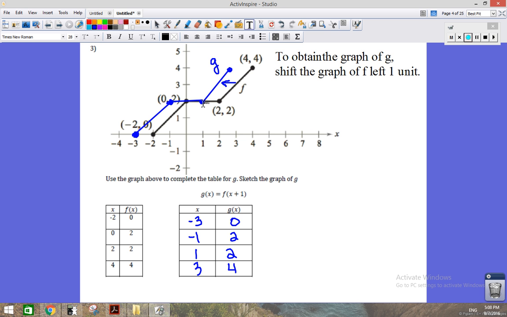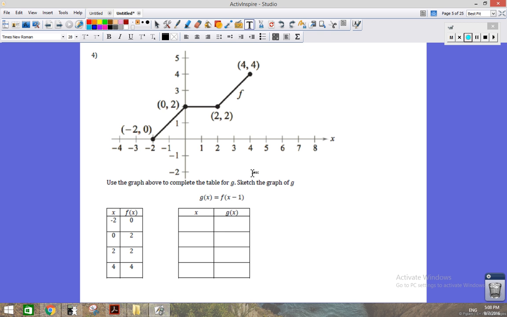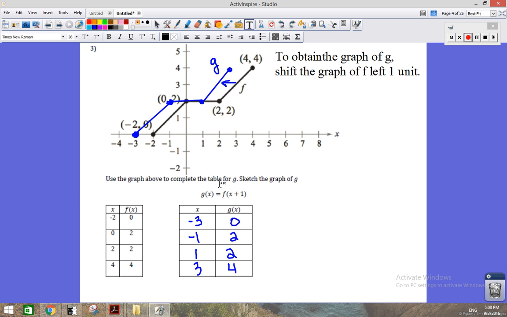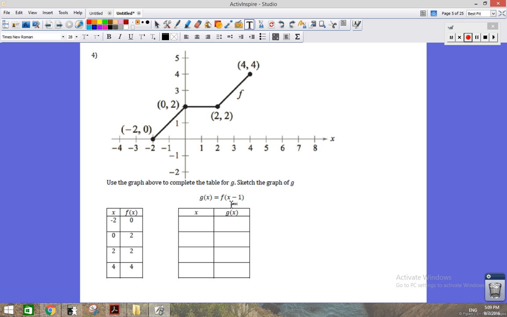So let's move on to number 4. Now, let's not go through that. Let's observe that it was unusual in the behavior that even though this said plus 1, we actually had a graph that shifted to the left 1. So if it said minus 1, like here, I'm going to expect the graph to shift to the right 1 unit.